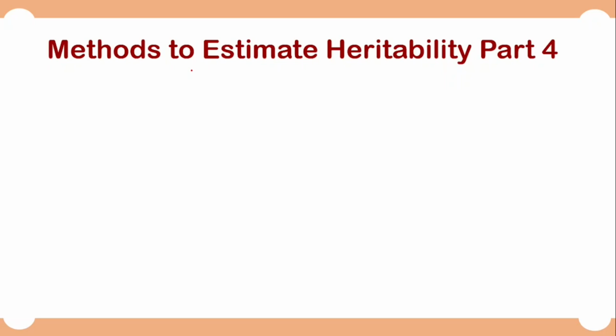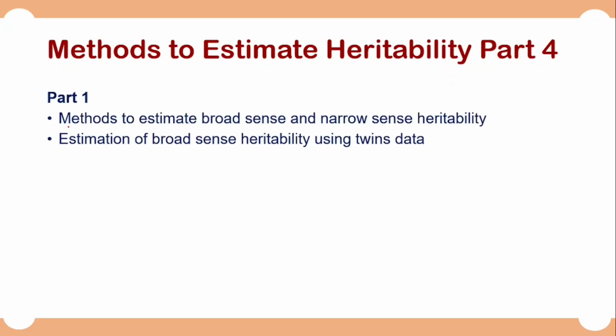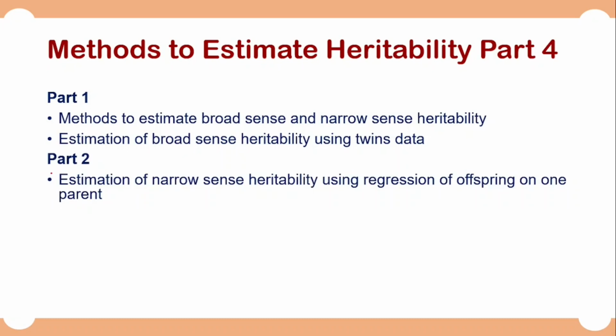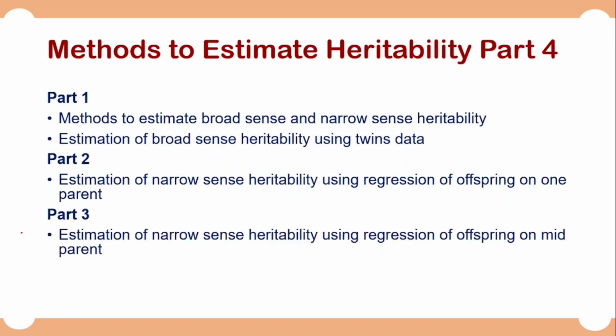We have been discussing the methods to estimate heritability and this is the fourth video on this topic. In the first video I talked about the methods to estimate broad sense heritability and methods to estimate narrow sense heritability. In that video I also provided an example on estimation of broad sense heritability using twins data. In part 2, I provided an example of estimation of narrow sense heritability using regression of offspring on one parent. And in part 3, I provided an example of estimation of narrow sense heritability using regression of offspring on mid-parent.